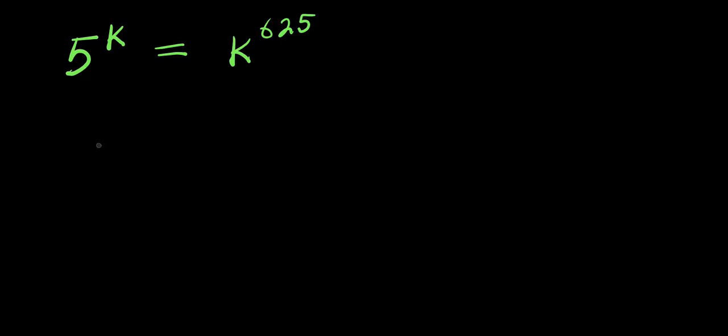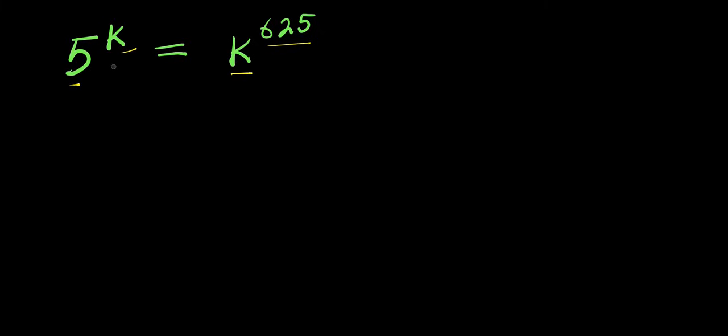Hello, how to solve this exponential problem? This is 5 to the power of k equals k to the power of 625. Solving for all values of k that satisfy this equation. So, let's start by eliminating this k here.